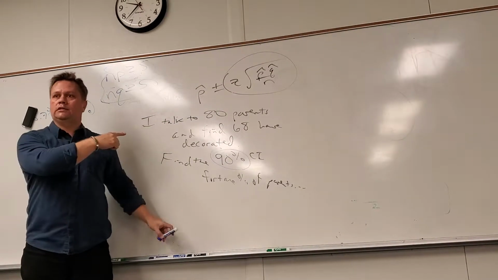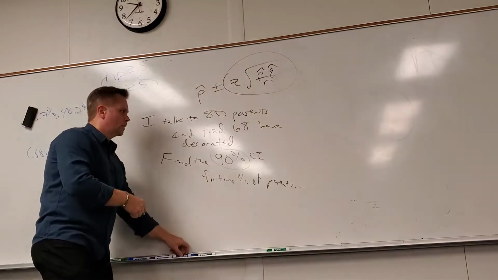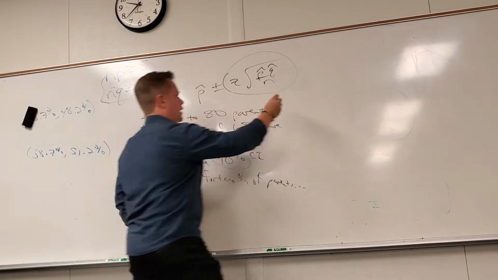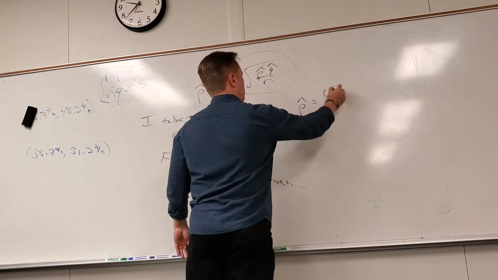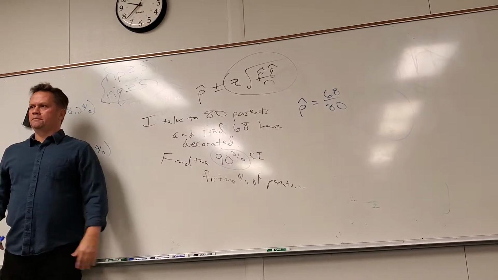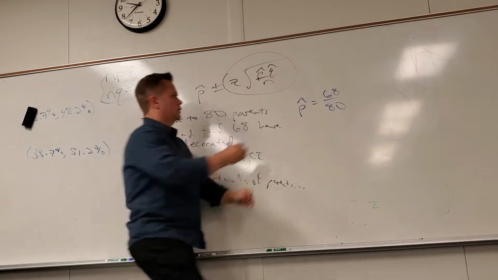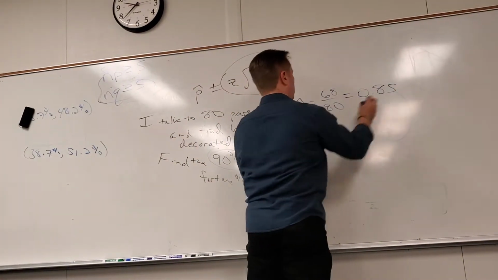What's the percentage I see from my sample? How do I calculate that? 68 divided by 80. Yes! 68 divided by 80, and then somebody help me out. 0.85. Sounds alright. So what's Q hat?